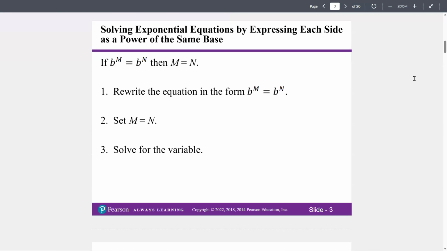So if b to the power of m equals b to the power of n, then that would mean that m and n have to be equal. So if we had 3 to the x equals 3 to the fifth, well, that implies that x would also have to be 5. So we can rewrite the equation in the form b^m is equal to b^n, and then set m and n equal to each other, and then solve for any variables that we might have.